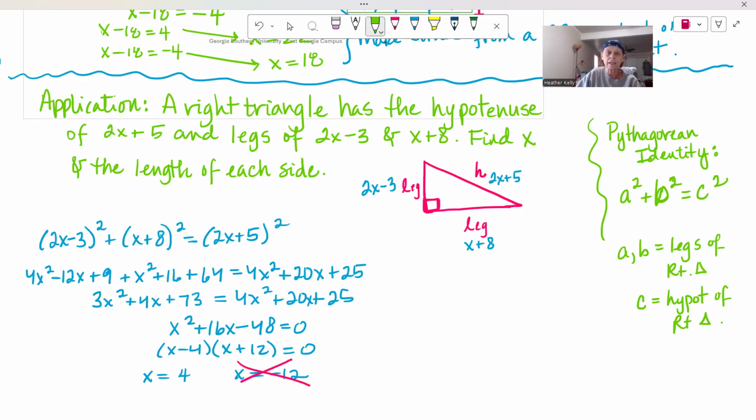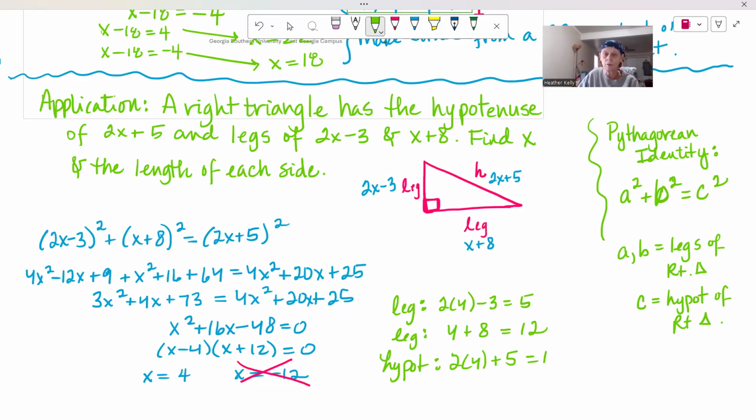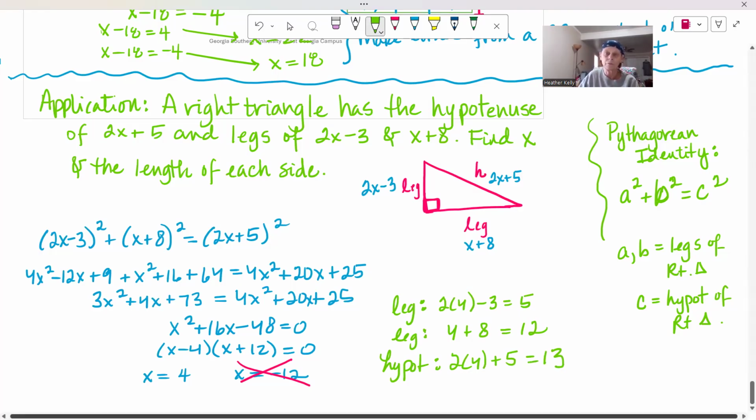And then finally it asks for the sides. So we can say one leg is 2 times 4 minus 3, which is 5. Another leg here, which is 4 plus 8, which is 12. And then the hypotenuse, which is 2 times 4 plus 5, which is 13. All right, we did it. Yay!